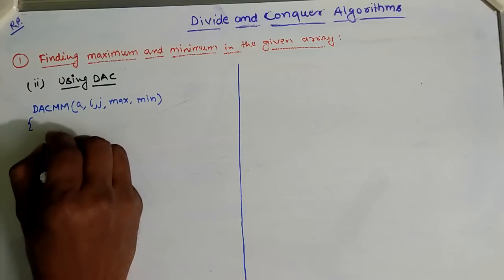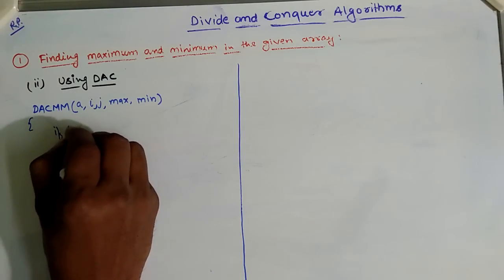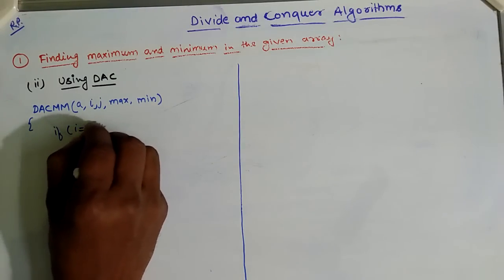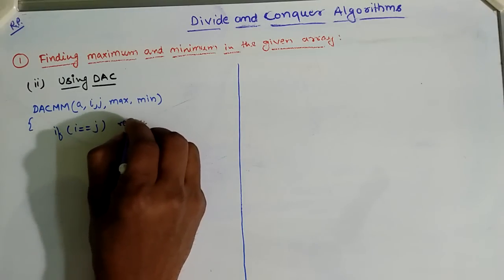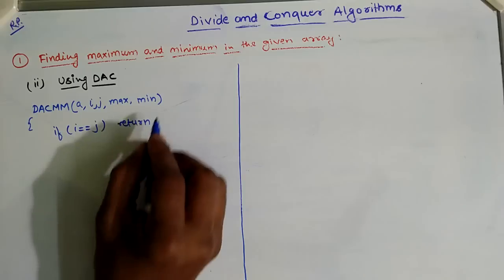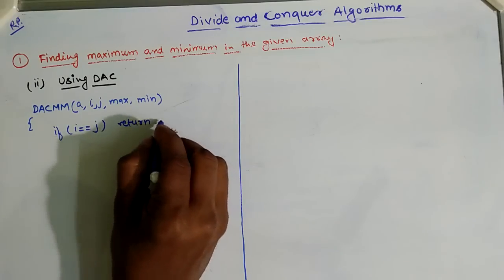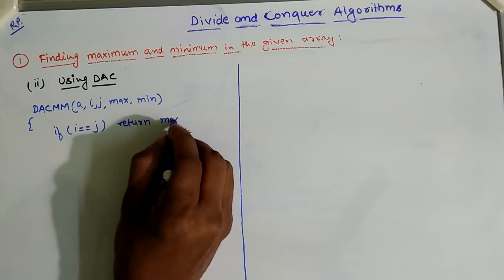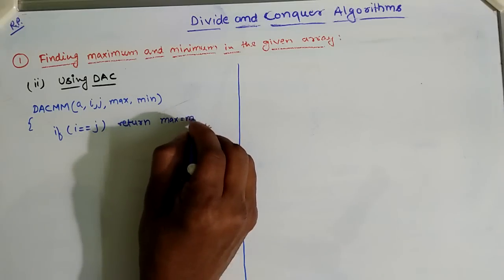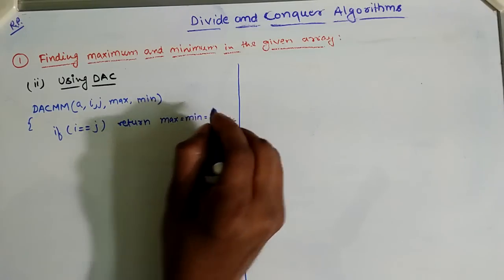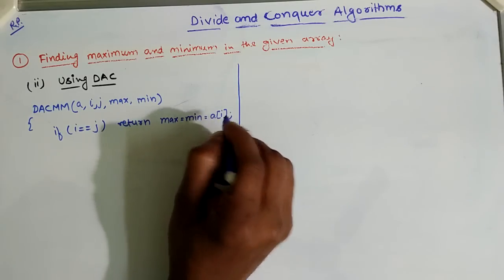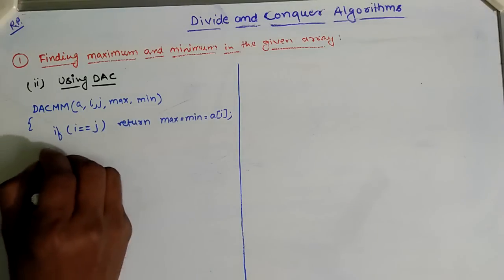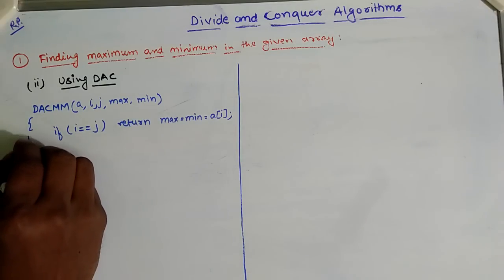So the first case, if I is equal to j, then it returns max and min is equal to A of I or A of j, any one element. So this is the base case when the sub problem is of size one element.